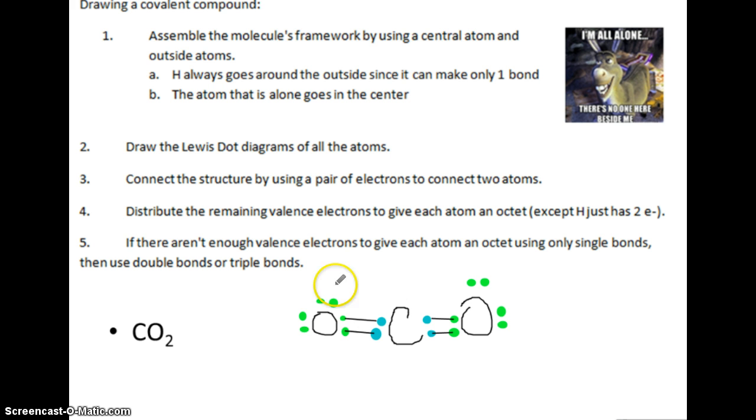And now I look. Carbon, 1, 2, 3, 4, 5, 6, 7, 8. Happy. Oxygen, 1, 2, 3, 4, 5, 6, 7, 8. Happy. So we would say that what kind of bond is between the carbon and the oxygen? Well, both of them have 2 bonds in between them, so we would say that there are a total of 2 double bonds.